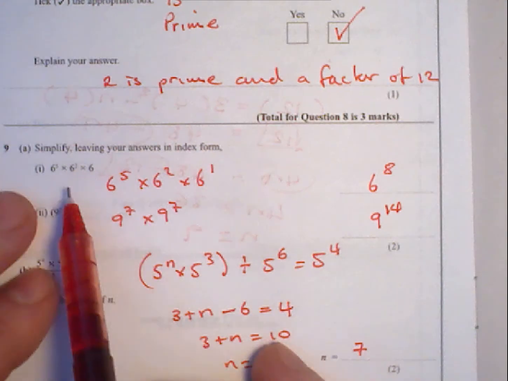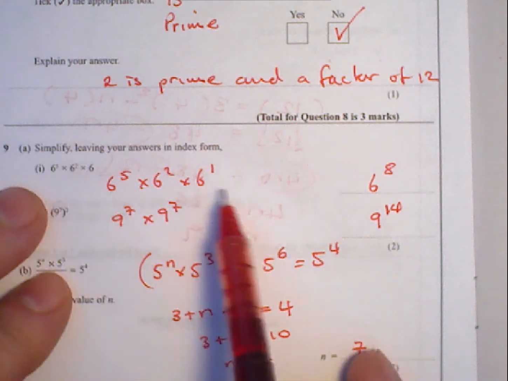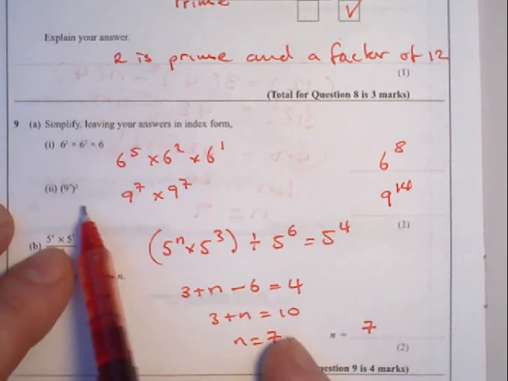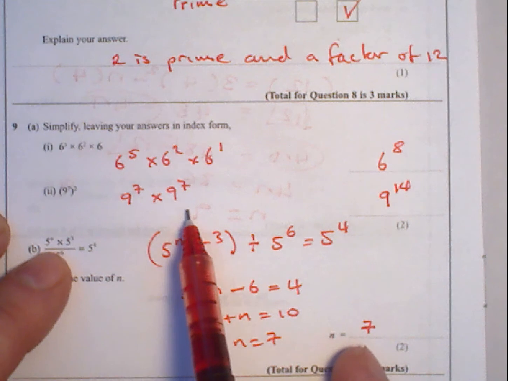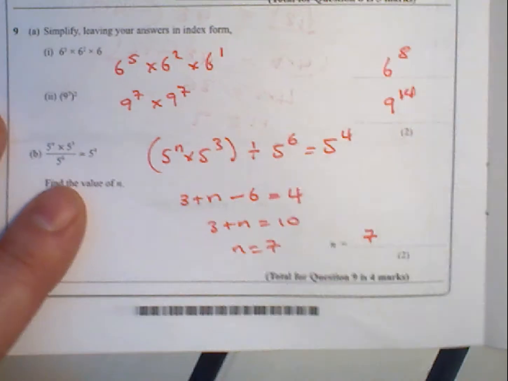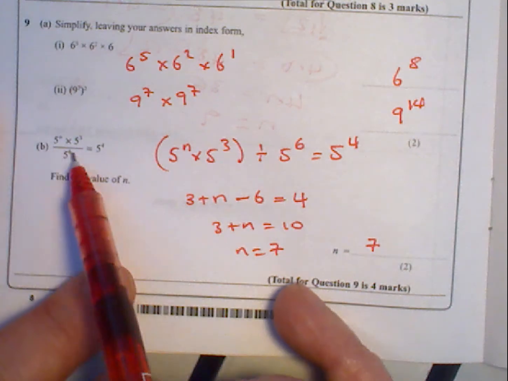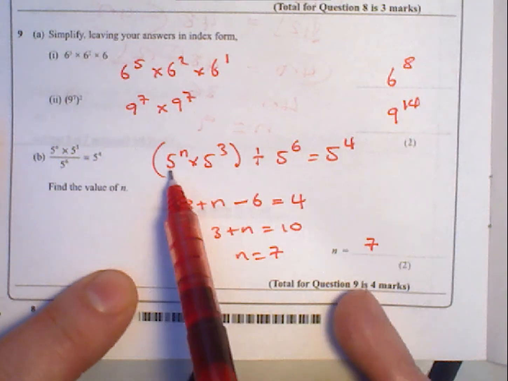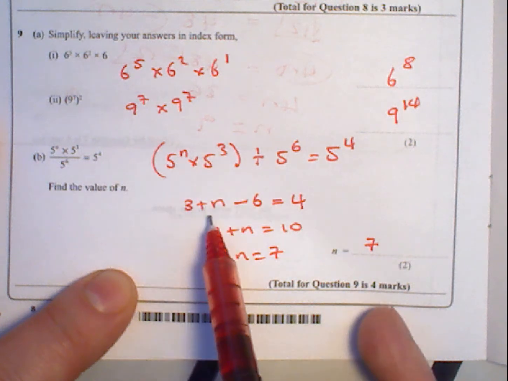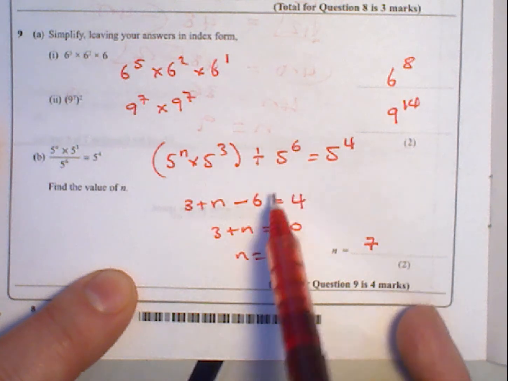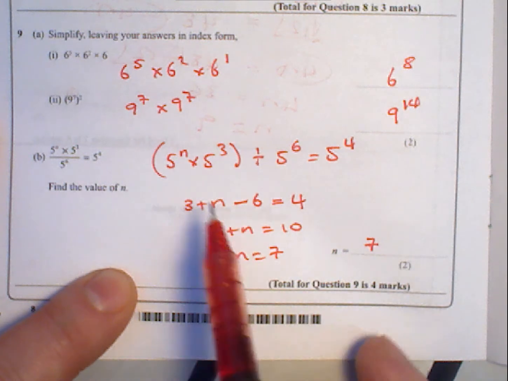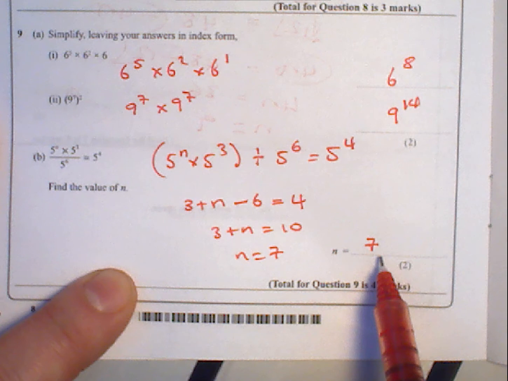And here all we do is just remember that 6 can be written as 6 to the power 1, and we add the indices, we get 6 to the power 8. Here, when you raise a power to the power, you multiply the indices, so we get 9 to the power 14. In this one, I've rewritten the division as a divide like this, so 5 here would add the indices, okay, so the indices would be 3 plus n, and if we're dividing, we subtract the indices, and so that should equal 4, and I just solve that equation and I get n is equal to 7.